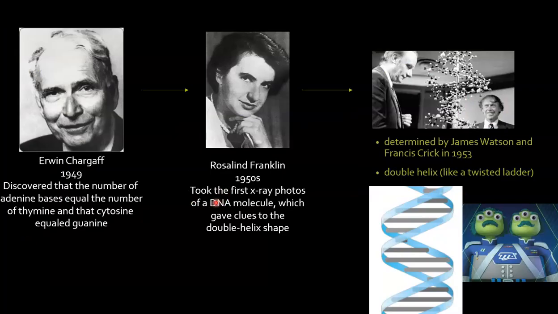So that was the first part of discovering DNA. Then in the 1950s, Rosalind Franklin was the first person to take an X-ray photo of DNA, which gave us a hint to that double helix shape. And then in 1953, Watson and Crick were the first to actually build a model of DNA in that double helix shape, and here it is.